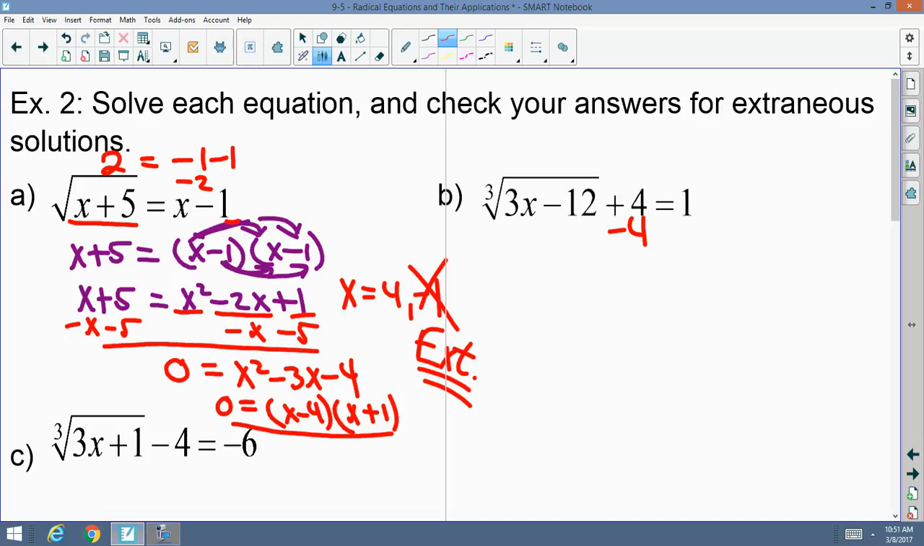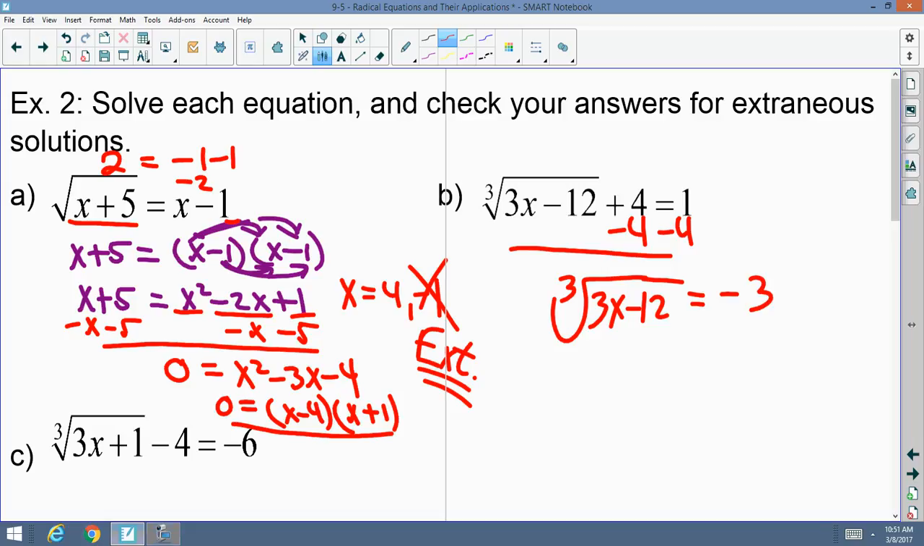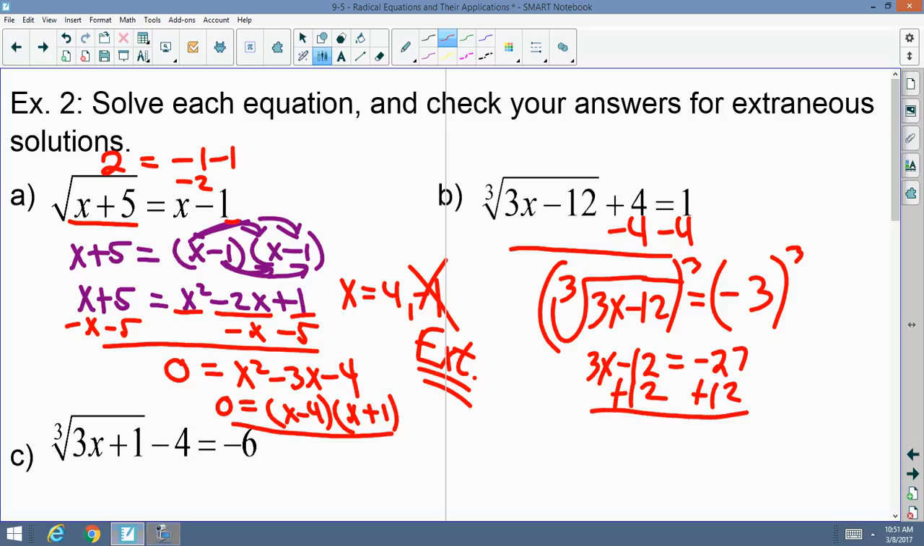Next, I subtract 4. Please don't fall into this trap. This is the cube root of 3x minus 12 equals negative 3. A lot of people are going to say, oh, no solution. No, it's a cube root. Thank you. So I'm going to cube it now. So this is 3x minus 12 equals negative 27. Add 12 to both sides, gentlemen. I got 3x equals negative 15.